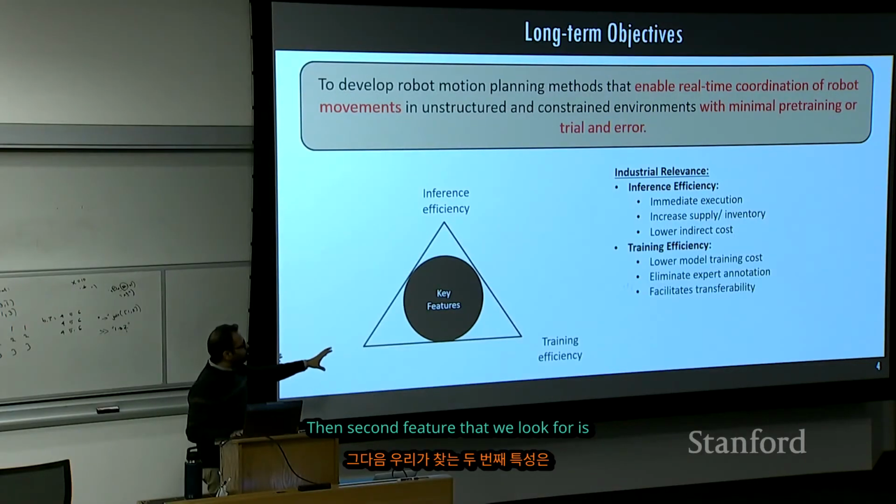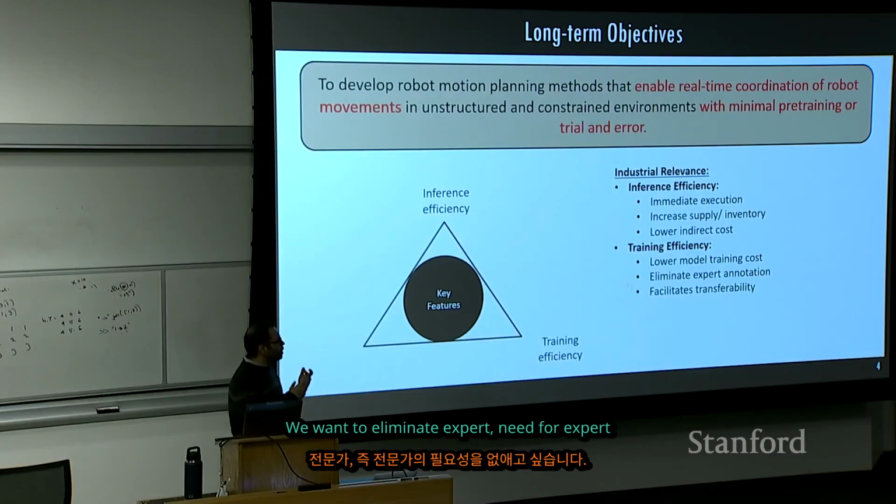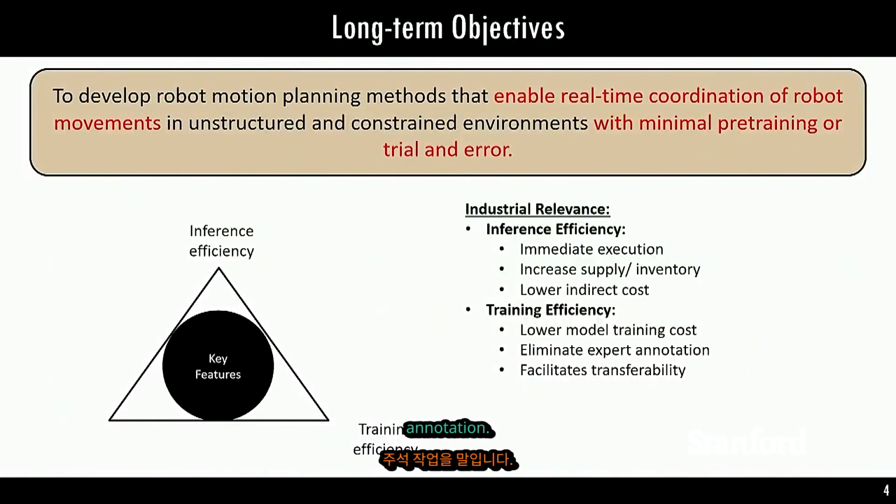The second feature that we look for is training efficiency. We want to reduce model training cost. We want to eliminate the need for expert annotation. And this will facilitate transferability.